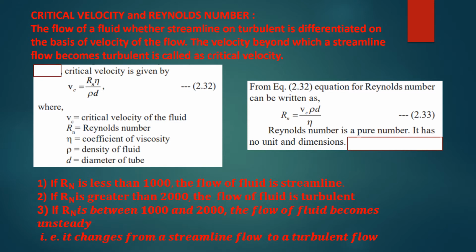If Rn is less than 1000, the flow of fluid is streamline. If Rn is greater than 2000, the flow of fluid is turbulent, whereas for the value of Reynolds number between 1000 and 2000, the flow will become unsteady, that is, it changes from streamline to turbulent.